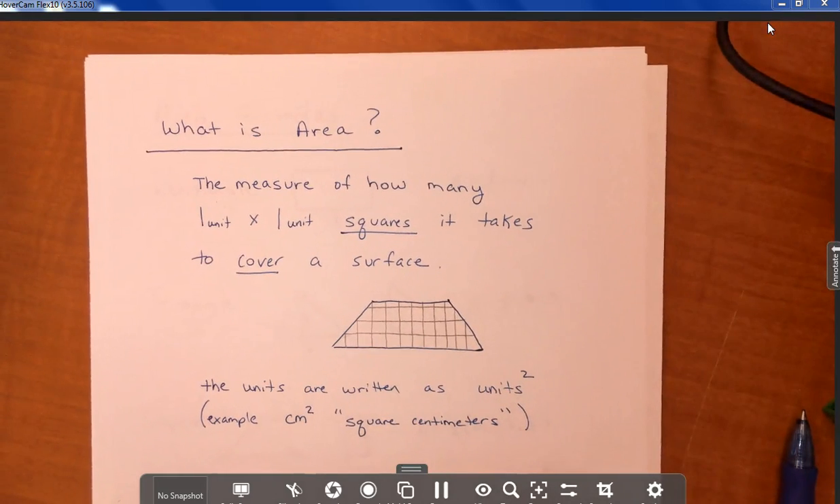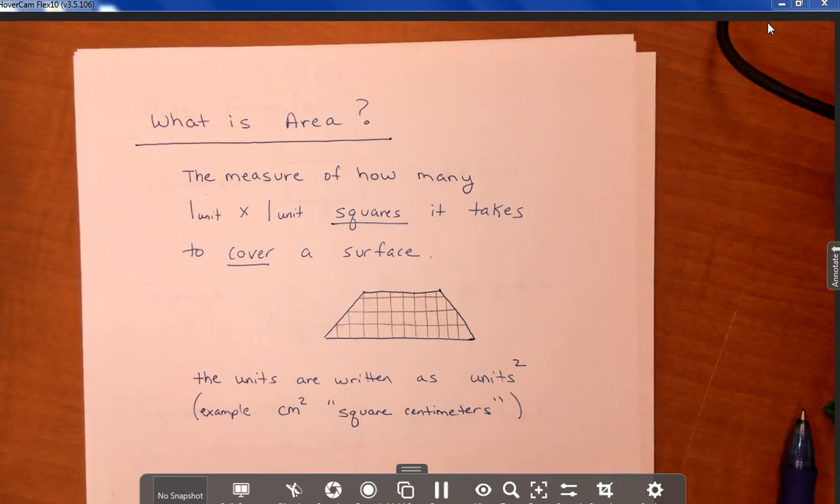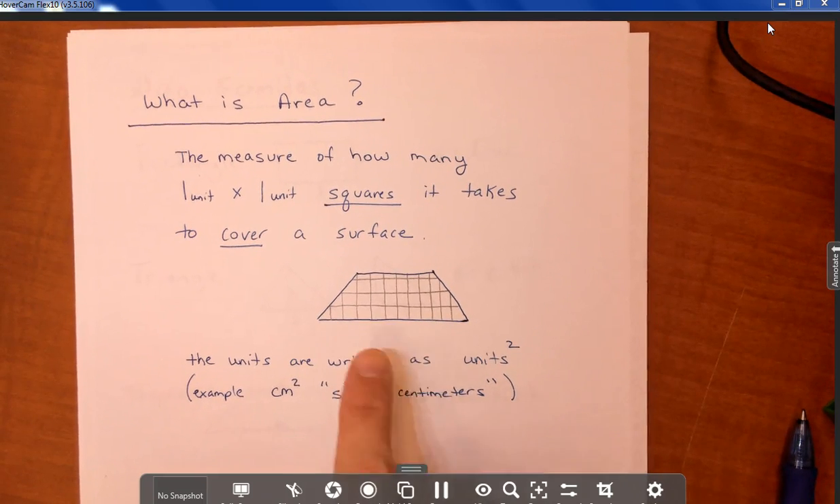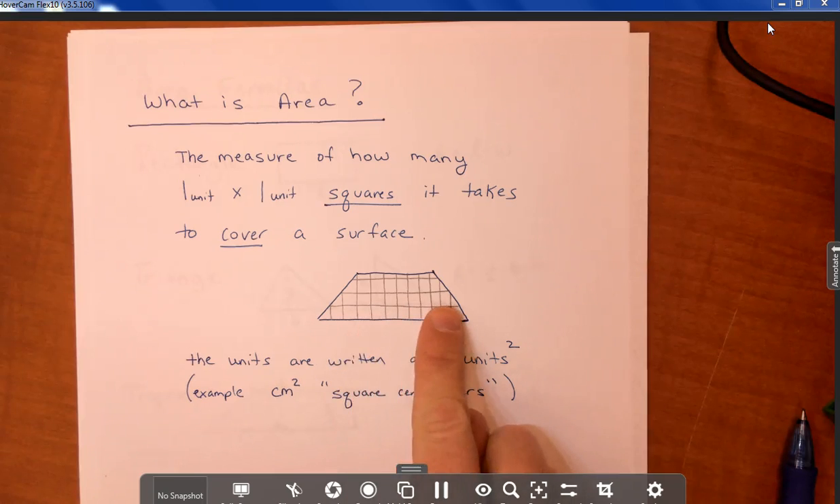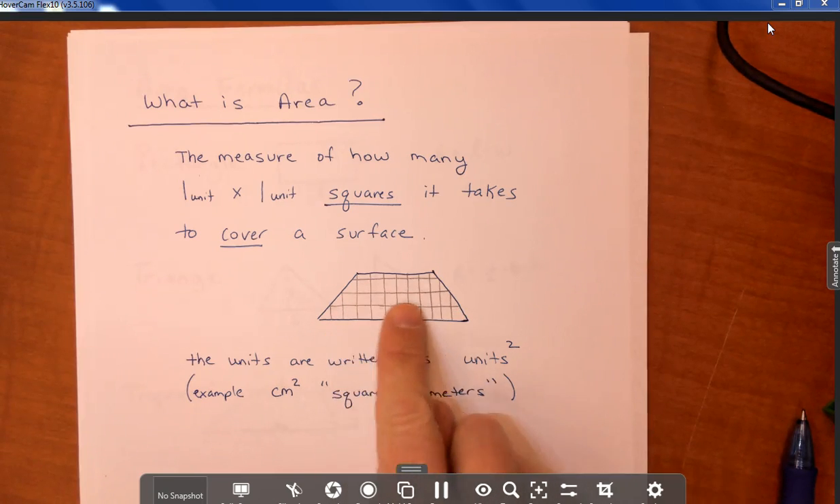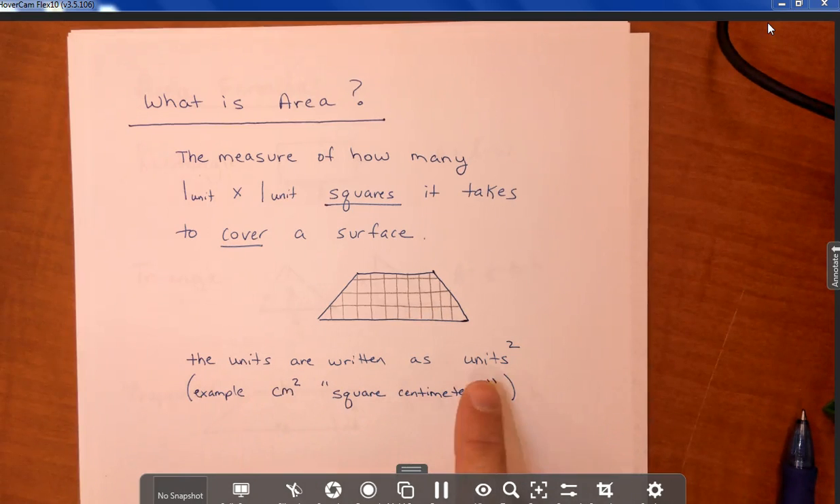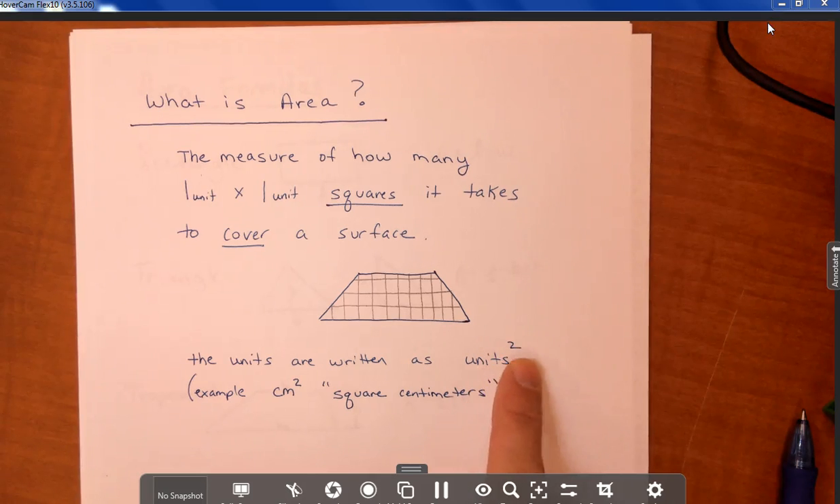Okay, next, what is area? We're going to be measuring the surface area of these solids. Area is the measure of how many squares it takes to cover a surface, and those squares are 1 unit by 1 unit length and width. So here's just a quick little sketch illustrating that we're trying to count how many squares it takes to cover a surface. These units, because we're not measuring a length but measuring squares, we write our units squared.